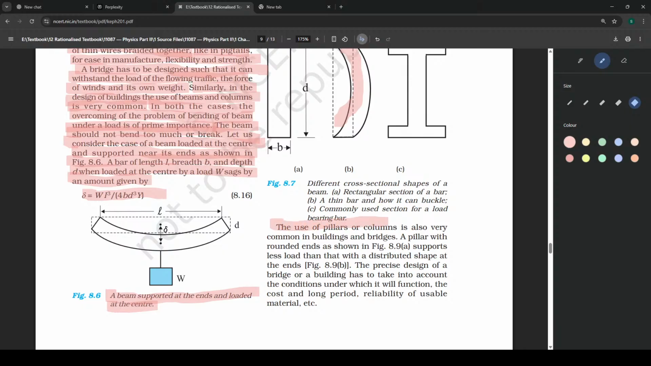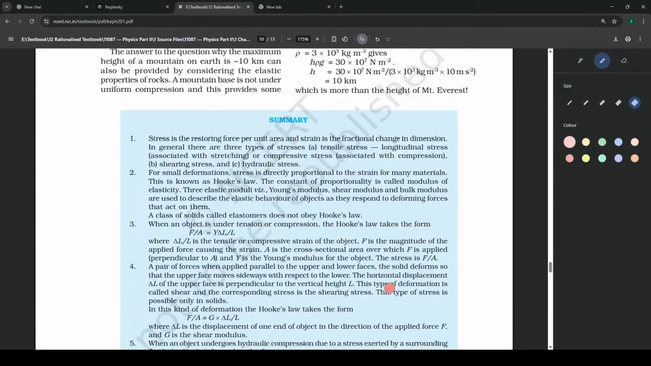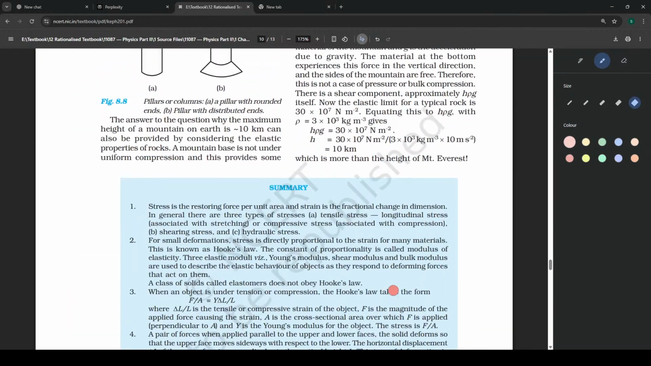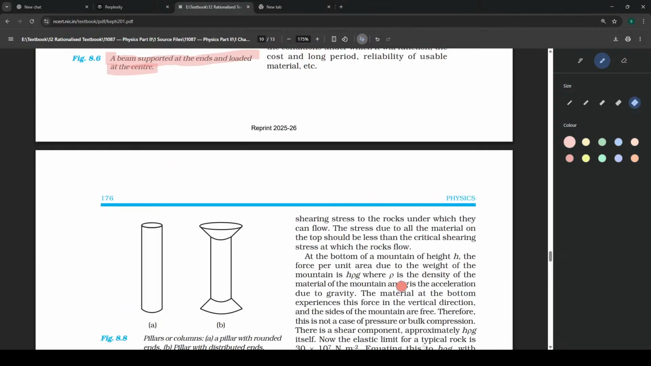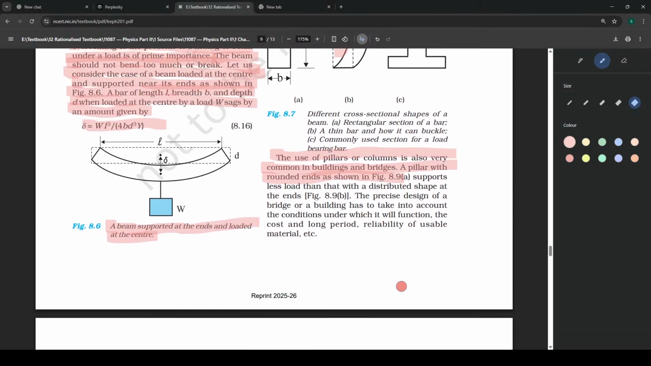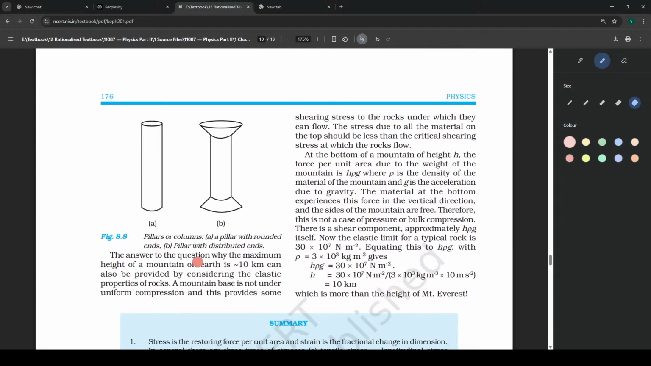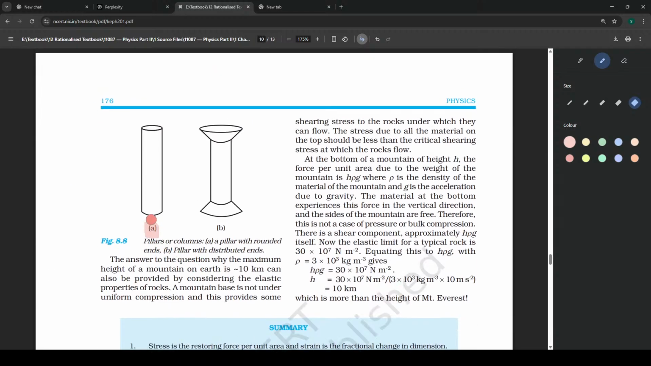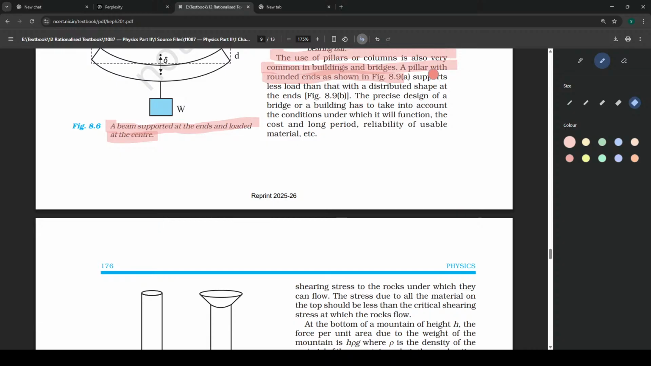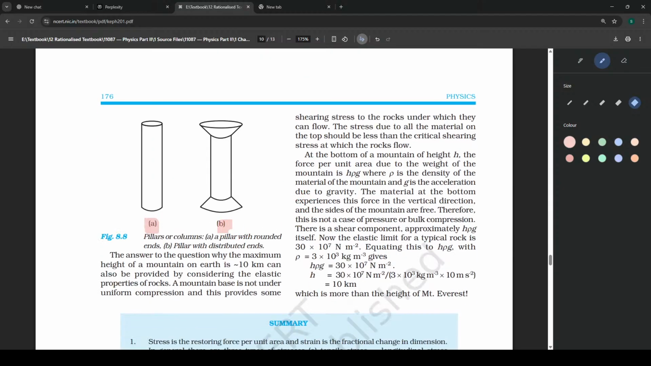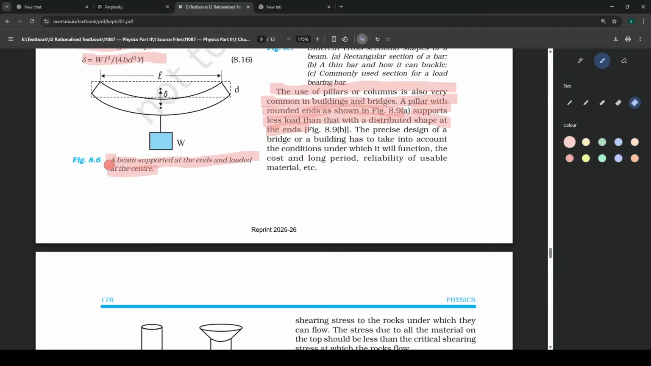The use of pillars or columns is also very common in buildings and bridges. A pillar with rounded ends, as shown in figure 8.8a, this is the one, with rounded corners, supports less load than one with a distributed shape at the ends. The distributed shape will support more load than a rounded one.